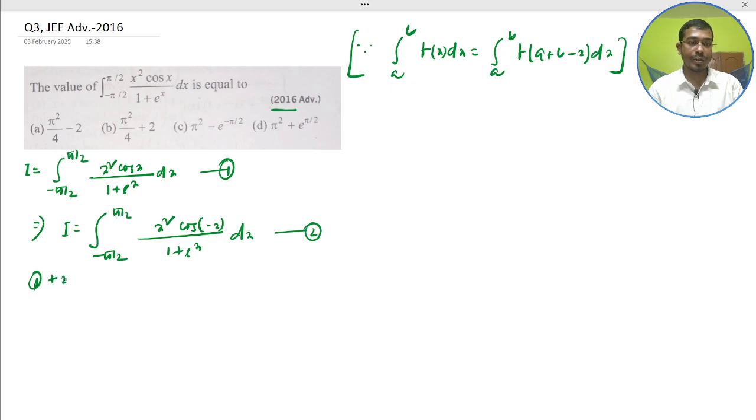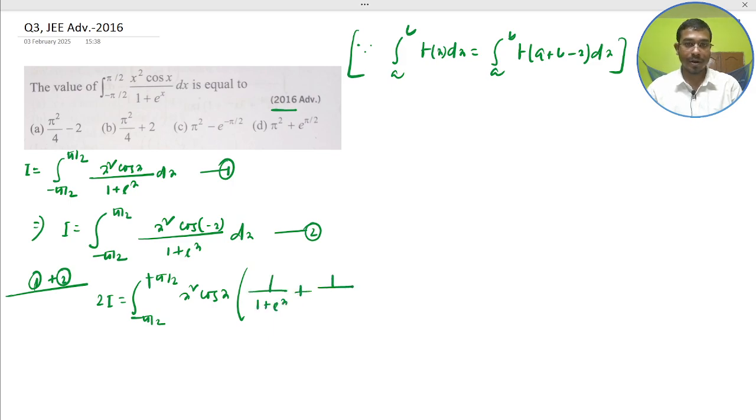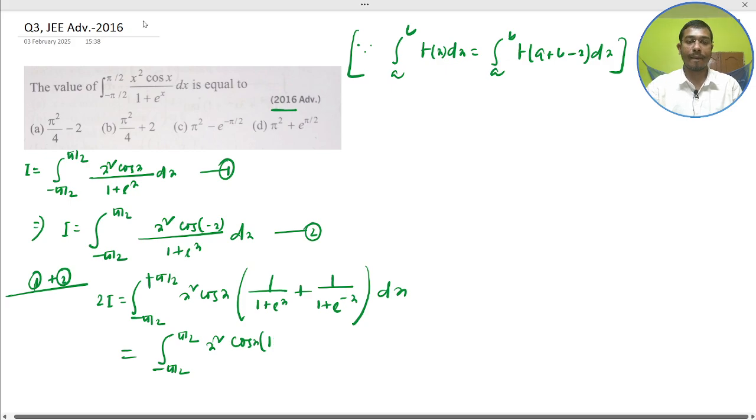Now add the two equations, 1 plus 2. So you will get I plus I, 2I, and the integral limit should be the same, minus pi by 2 to plus pi by 2, and x square cosine of minus x means cos x, within the bracket 1 by 1 plus e to the power x plus 1 by 1 plus e to the power minus x dx. So this would be what? Minus pi by 2 to pi by 2 of x square cos x, and this should be the 1, dx.